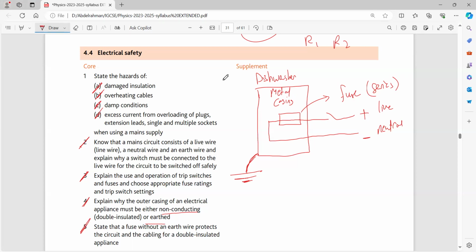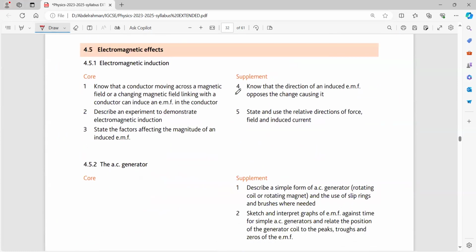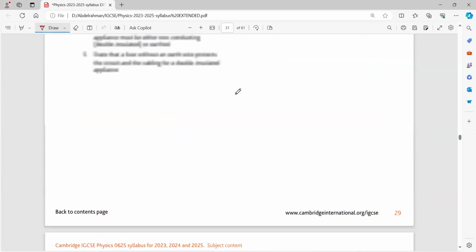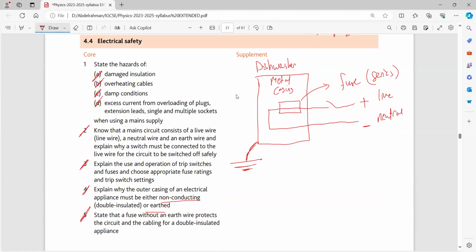Moving on to the next question. Wait, actually, is live and neutral the same as the earth? No, I said the earth is a third wire. It's totally different. It doesn't have to be above or below. It's a whole other wire. But it just goes to the ground, right? It goes to the ground. This is the earth wire.